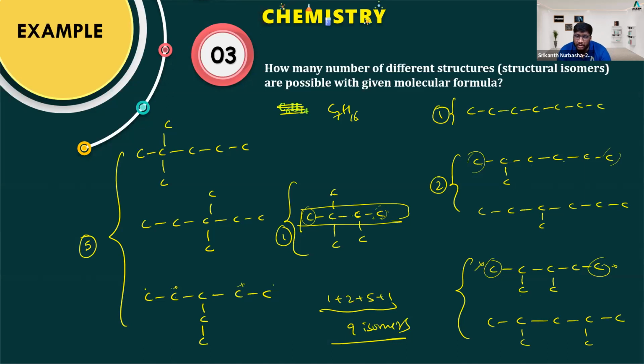And I cannot reduce one more carbon, because if I try to reduce one more carbon, anyhow I have to keep the substitution. If I keep a substitution at any carbon, it becomes a 4 carbon chain. So 9 isomers are there in total for C7H16. That is 5 hexanes are available, 9 heptanes are available.